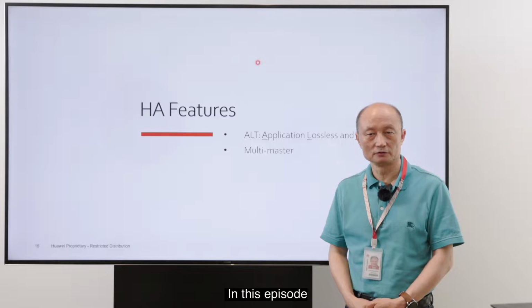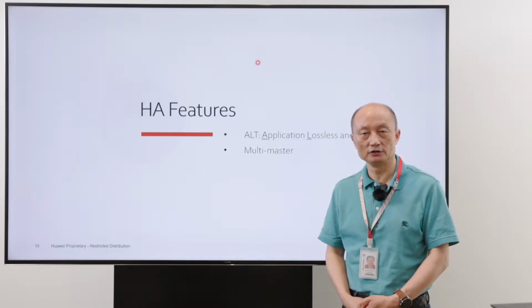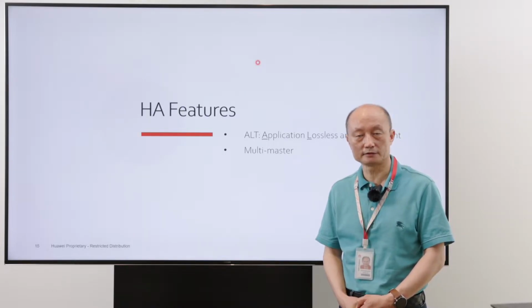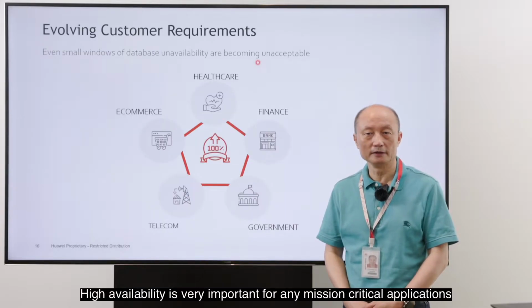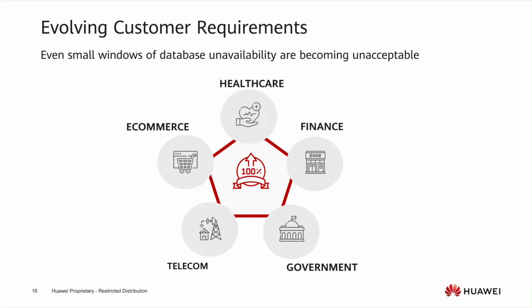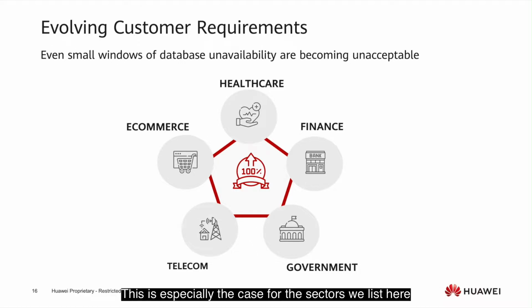In this episode, we will discuss two high availability features. One is ALT, Application Lossless and Transparent, and another one is multi-master. High availability is very important for any mission-critical applications. Any service disruption may lead to big business impact, resulting in financial loss. This is especially the case for the sectors we list here, such as healthcare, finance, e-commerce, telecom, and government.